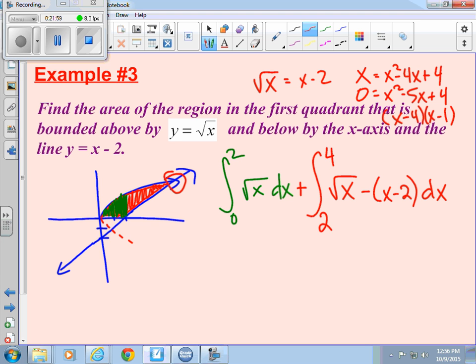Okay. Any questions on this? I'm going to save the calculus. You can do that, right? x to the 1/2 power, add 1 to the power, multiply by 2. You can do it if you have to do it by hand. If you don't have to do it by hand, what do you do? Plug it in your calculator.